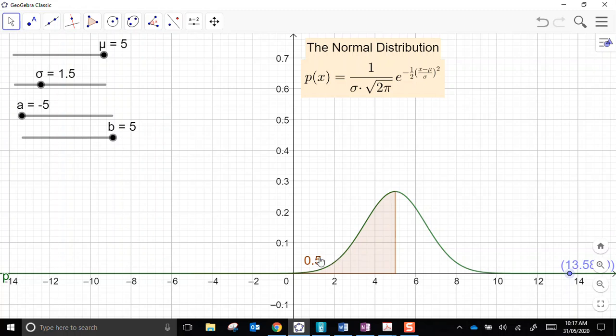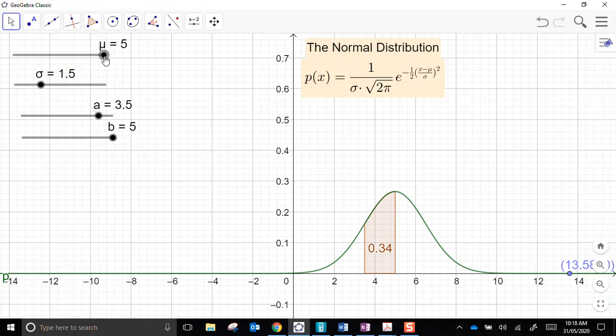It's 0.5. How interesting. Now, I wonder if I was to bring this slider in a little bit and stop at 3.5. There we are. So remember, the mid value here represents the mean. The standard deviation is 1.5. So I've gone 1.5 lower than the mean. It's 0.34. 34% of the area under this curve is in that space.